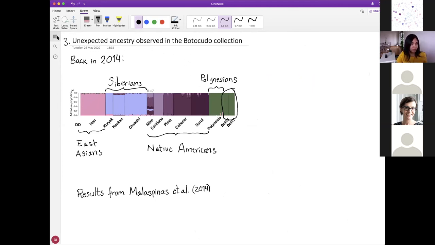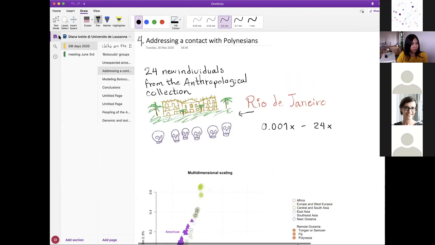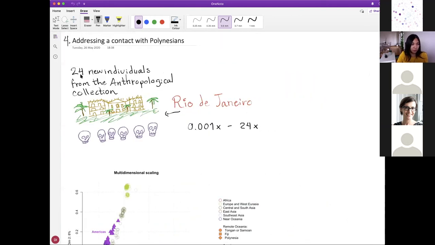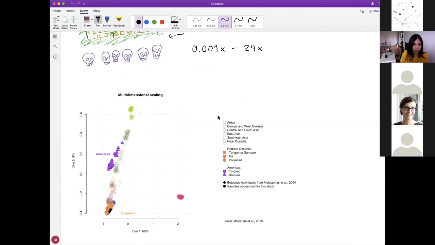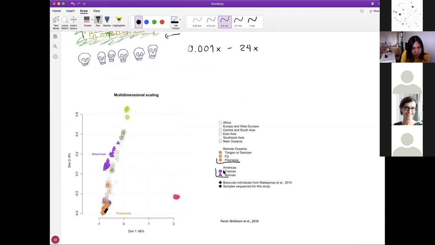So what I did first was to screen this data set for outliers, such as Polynesians. Remember, we have 24 individuals. This is the coverage, and I'm comparing here to groups from other places in the world, Africa, Europe, etc. What's important is that we have Polynesian groups and we have Native American groups here in purple. The Polynesians are grouping here, and in black I have the individuals from 2014, so I'm recovering the signal, that's good. And in black I have my samples. Let me tell you what happens when I compare them to this data set. What I observe is that all the individuals are grouping with Native Americans.